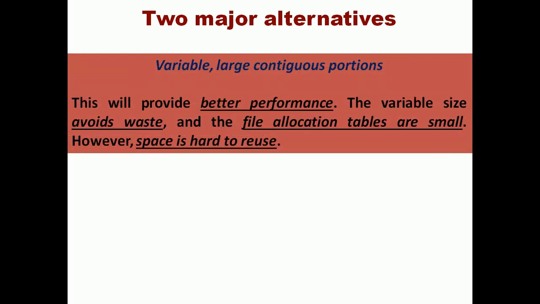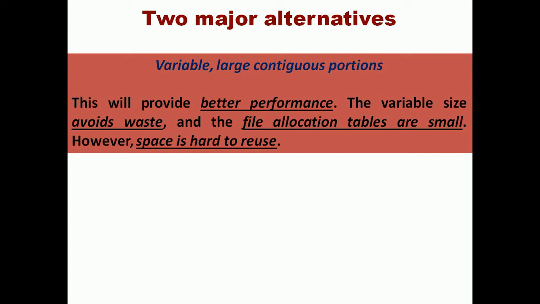So there are two major alternatives we are going to use here to overcome the problems we faced in the earlier schemes. One is called variable, large contiguous portions, that is, for files we are going to allocate large space with a variable size, and allocation is done only in a contiguous way. So in this case the performance of the system will increase because it is contiguous. We need not keep searching for where the rest of the file is stored in the file system. So that way we are able to improve the performance, and it avoids the wastage of space.